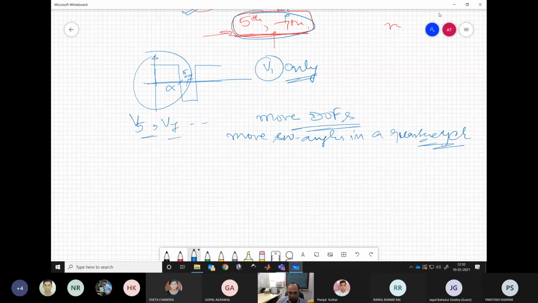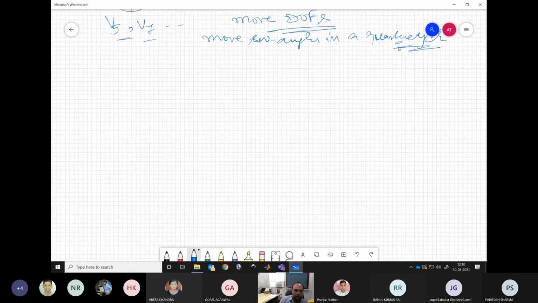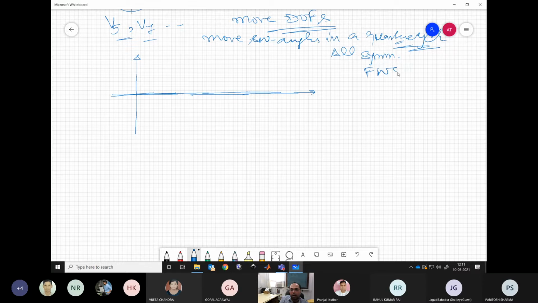Now, let us say we introduce one more degree of freedom and we try to eliminate one of the harmonics, what happens? This is what we will analyze in a little more detail. Because all the symmetries are maintained in the waveform, which means the full wave symmetry, half wave symmetry, quarter wave symmetry, and three-phase symmetry.